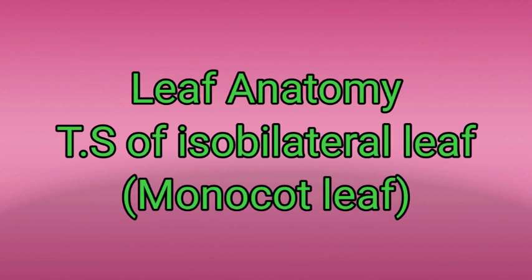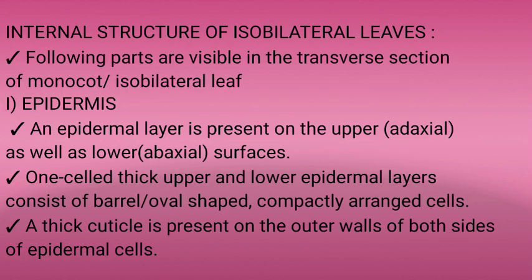Hi everyone, in this video I am going to explain leaf anatomy. Under this, the transverse section of an isobilateral leaf or monocotyledonous plant leaf. Internal structure of isobilateral leaves. The following parts are visible in the transverse section of a monocot or isobilateral leaf.